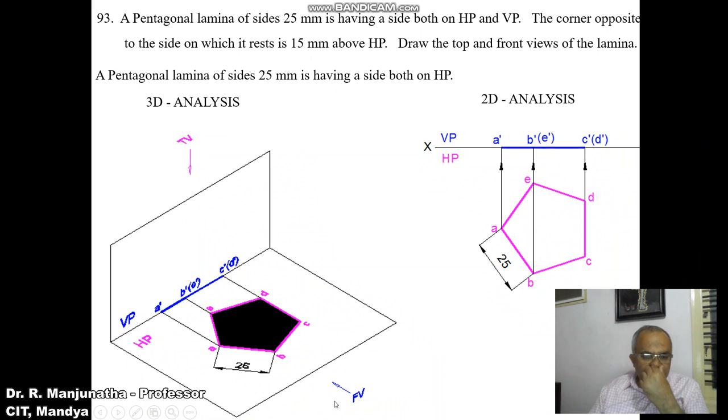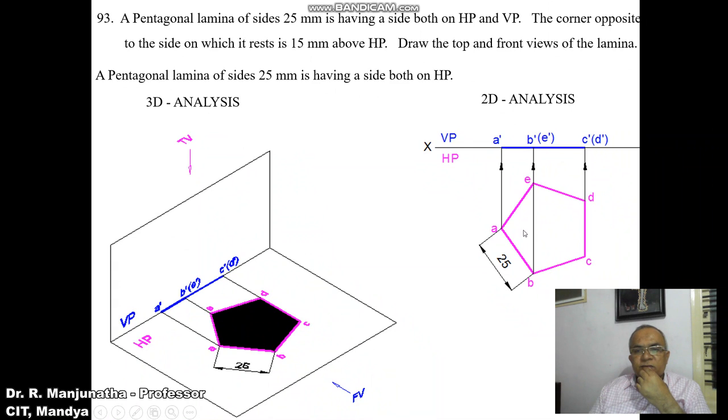When you look from the front view, we can see that all the sides are resting on HP, so obviously it should be parallel to HP. Once it is parallel to HP, we are getting the true shape. That is A to B, B to C, C to D, D to E, and E to A, all having a side equal to 25 mm. Now, when you look from the top view, you have a pentagon surface of 25 mm.